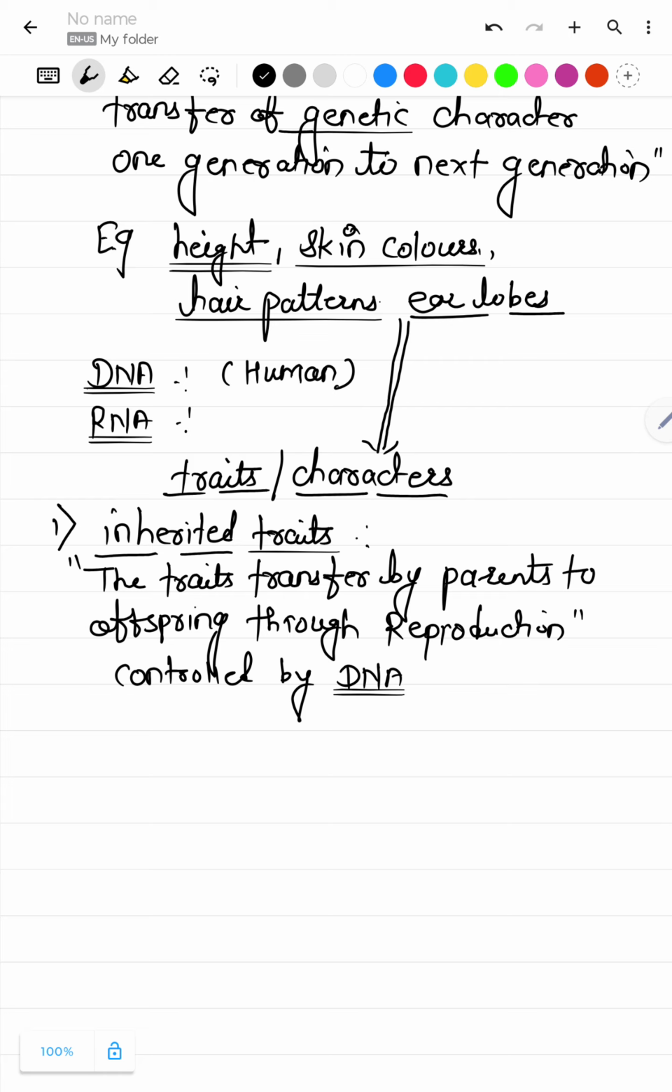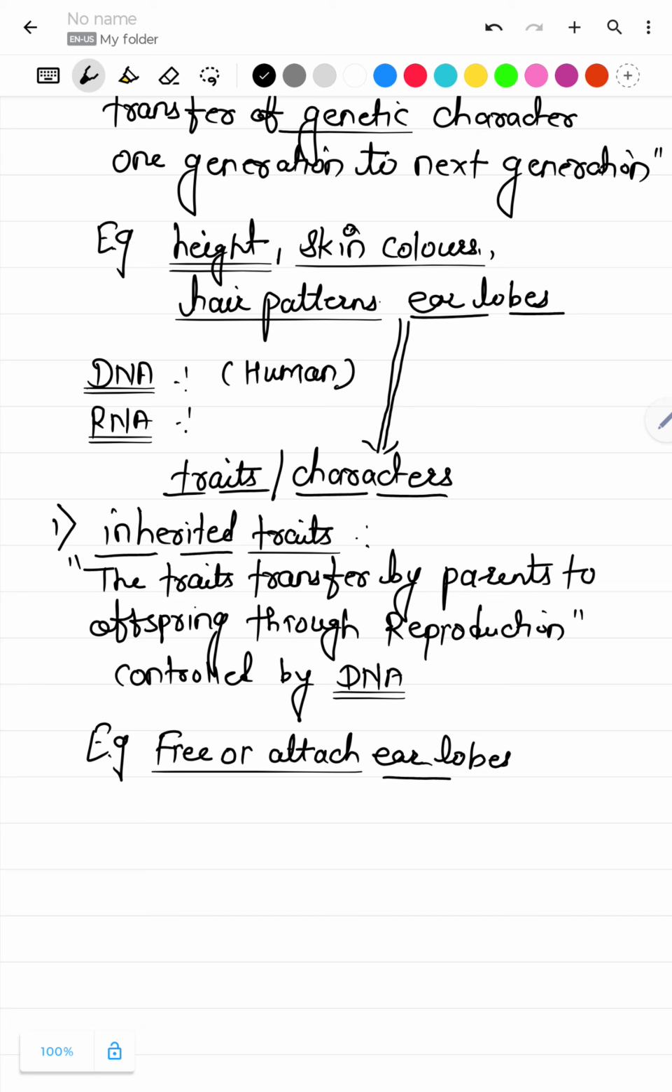So which character or feature or trait is transferred by the parent to offspring in inherited traits? Example, free or attached ear lobe. For example, if our ear lobe is free, that is the dominant character. If our ear lobe is attached to our skin, that is the recessive character. So all these characters are transferred by the parent to the offspring.